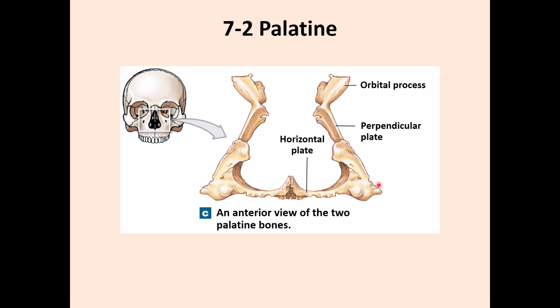Palatine bone does not have a lot of features. It has the horizontal plate, which is part of the hard palate, and this is the perpendicular plate, which is part of the wall of the nasal cavity. This is part of the hard palate. And here is the orbital process, and this is a small part of the orbital cavity, very small.